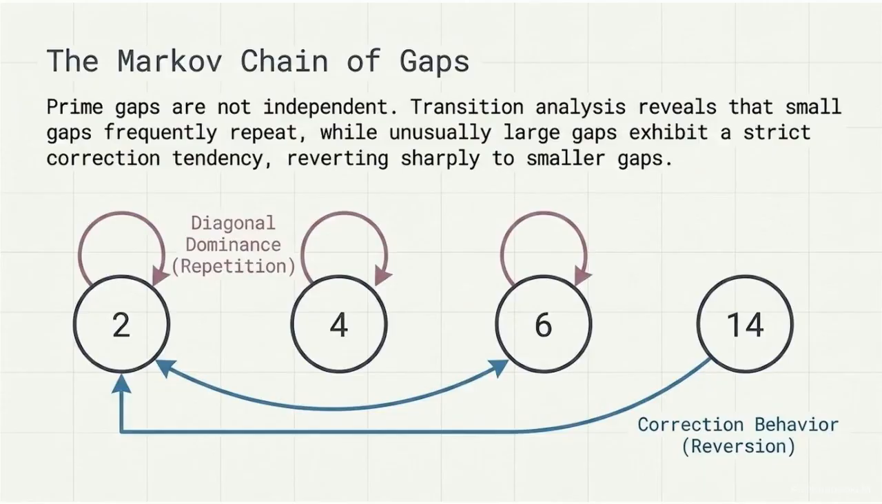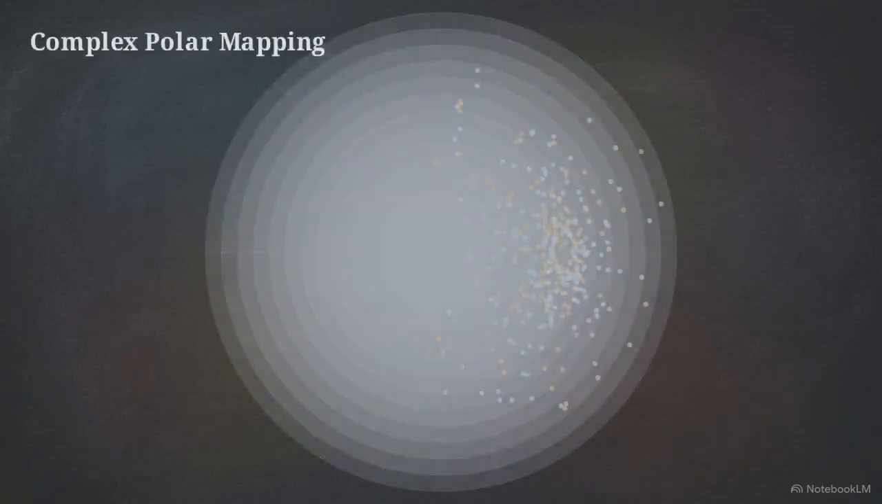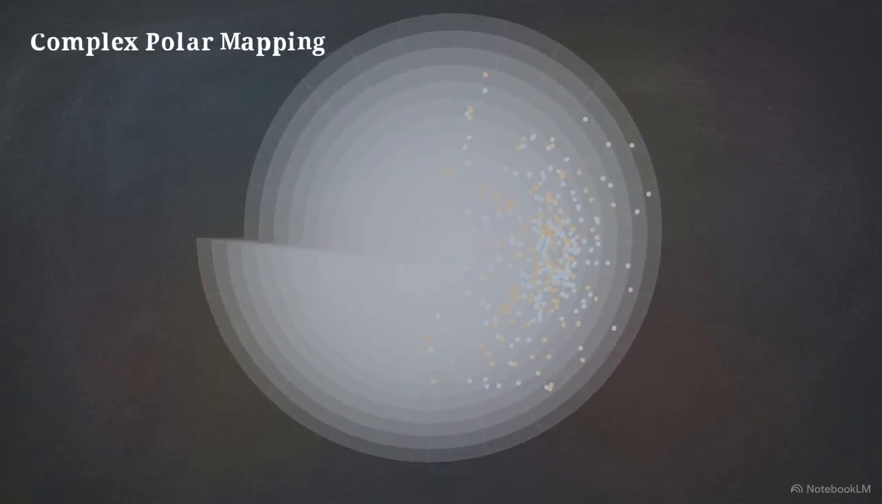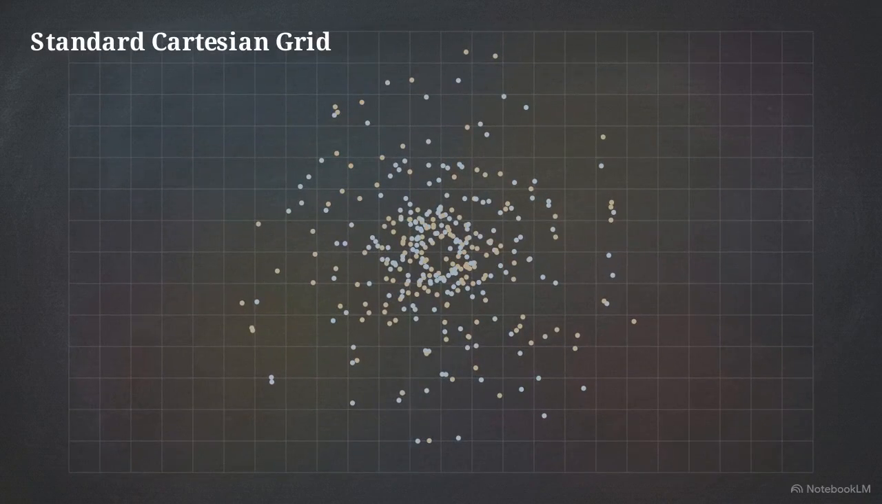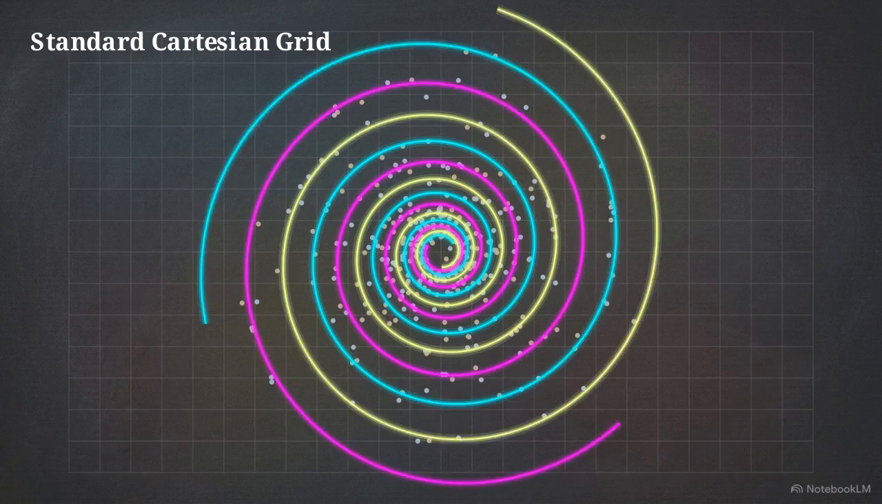This diagram shows a Markov chain transition mapping these rules. Notice the blue arrow reverting from a gap of 14 back down to 2. This illustrates a strict correction tendency, where large gaps frequently snap back to much smaller ones. If we take these complex polar coordinates and map them back into standard Cartesian space, those density regions align into distinct logarithmic spirals, directly governing how primes grow.